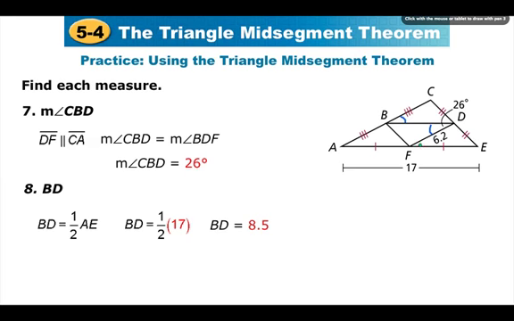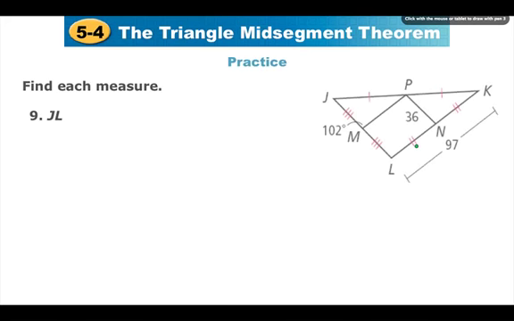Next. It says find each measure. So now I'm looking for JL. Here's JL, this distance, and I know that this is the midsegment of JL, which is PN. So then I know that JL is equal to twice PN. That's why JL is 72.